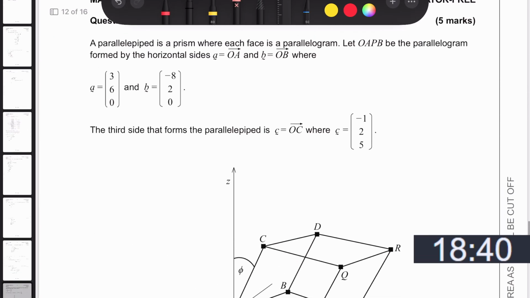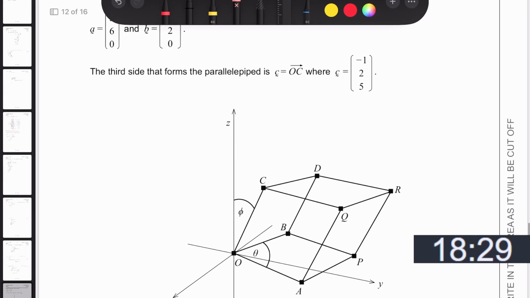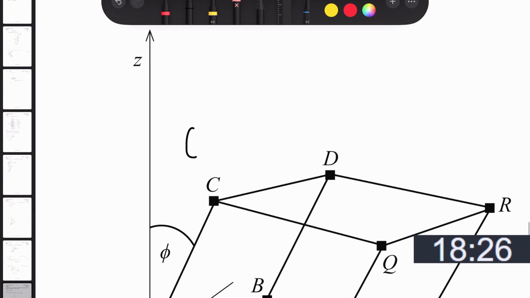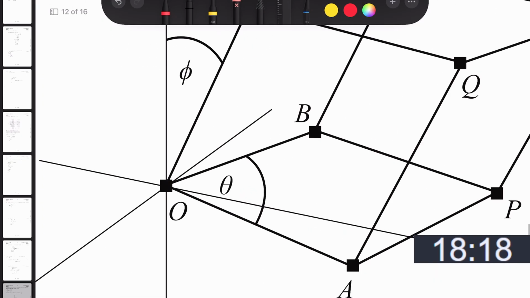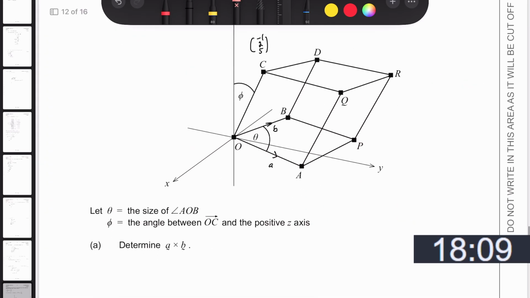A parallelepiped is a prism whose faces are parallelograms. Let OAPB be a parallelogram formed by the horizontal sides OA and OB. And C is (negative 1, 2, 5). And this is OA. And then, oh sorry, that's B. And this one is A. Let theta be the size of angle OAB, let phi be the size of the angle between OC and the positive z-axis. Determine A times B.